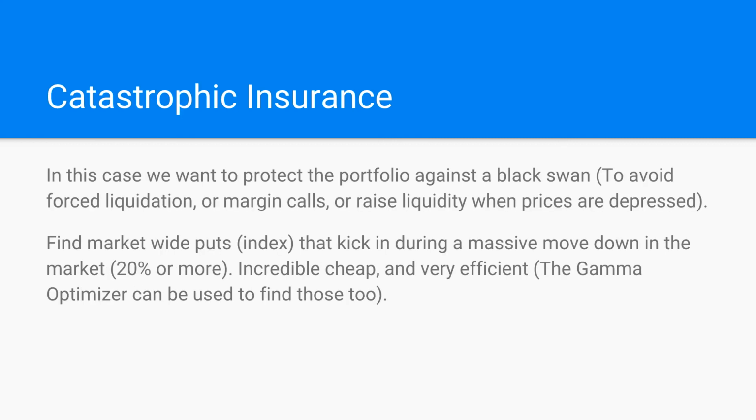Then we have catastrophic insurance. This one I will do, and I will do all the time. Catastrophic insurance is something you really want to protect your portfolio against a black swan. And this deserves protection, because first, no one knows when it will happen. You have no idea when it will happen.